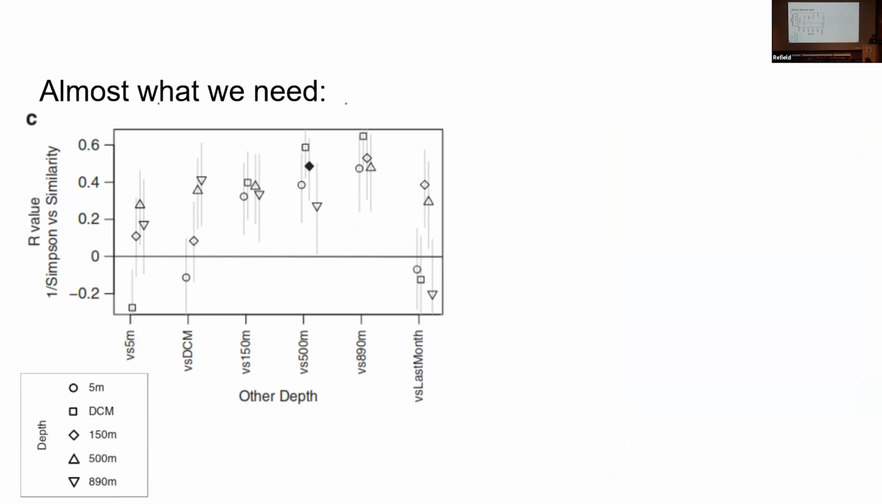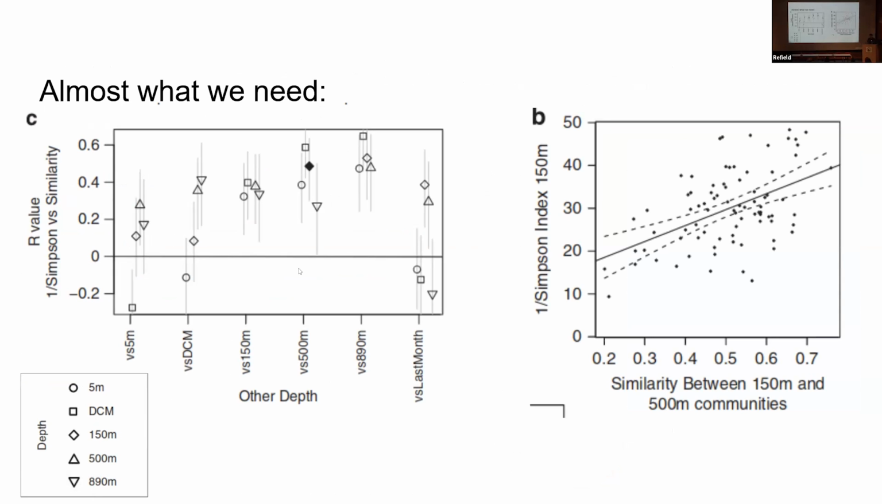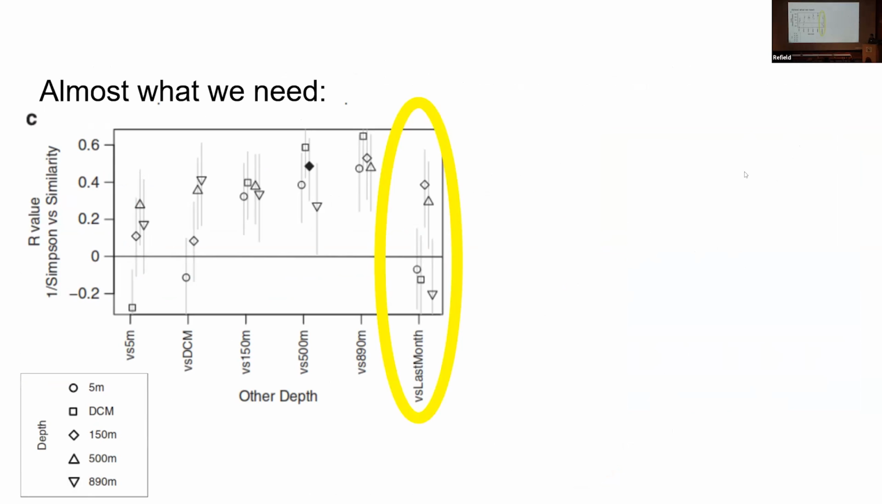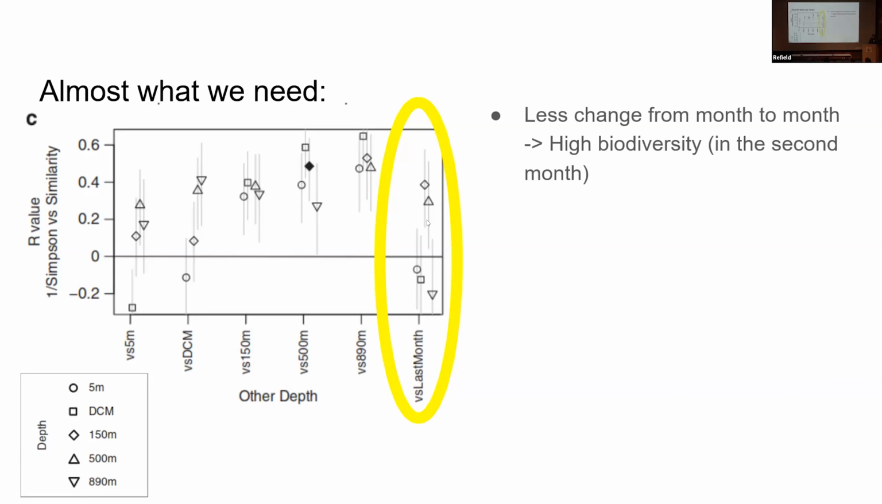But one thing that the paper did that touches on this link between biodiversity and resilience was this figure here. The idea is that we're looking at pairs of samples and asking, when those samples are more similar, do they seem to relate to biodiversity? So here we have 2 different samples, or two places, and more biodiverse places are also more similar. One thing that's relevant to this section is this last bit here. Basically what this shows is that at these 2 points, less change from month to month leads to high biodiversity in the second month, but only at these 2 depths.